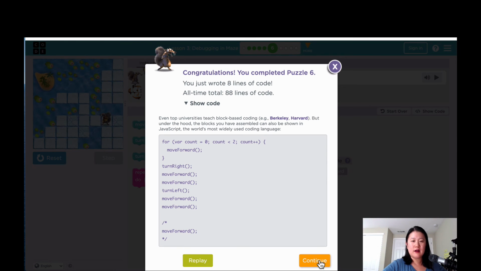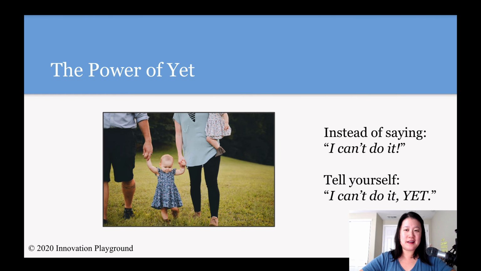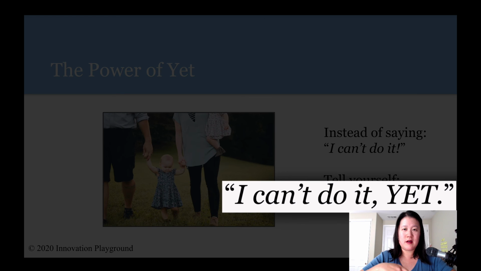Let's take a look. So our life skill for this lesson, debugging, is called the power of yet. Now you may have said to yourself in your past or even now, you're trying to learn something, right? And you're like, I can't do it, or it's too hard, or I'm not good at it. Well, I want you to shift that mindset and add one word to the end. And you're going to say, next time you're learning how to run 100 yards and you're trying and trying, or learning how to ride your bike, you're going to say, I can't do it yet. I can't do it yet.